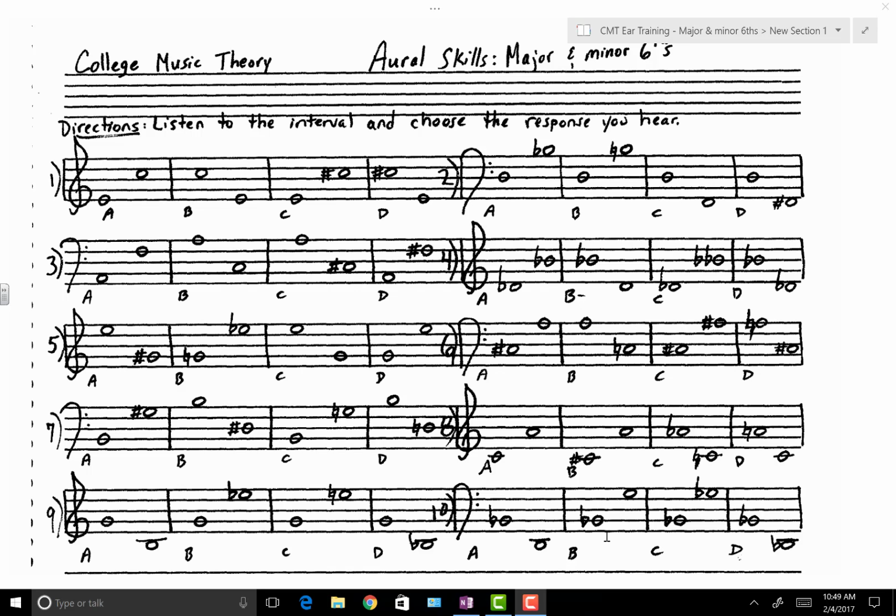Okay, so we're going to try our ear out on these 10 examples. And the directions say listen to the interval and choose the response that you hear. Let's start with number 1. And here it is. And what I'm going to do is play these melodically and harmonically so you can hear them sounding together as well, because they're a bit trickier than the smaller intervals we've done in the past. Here's number 1.